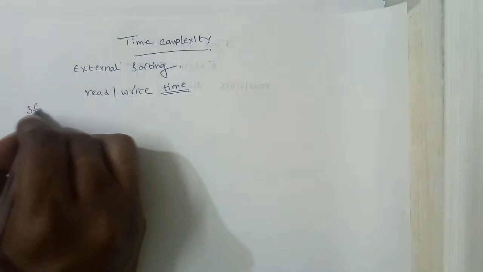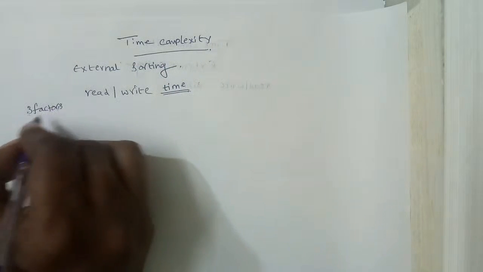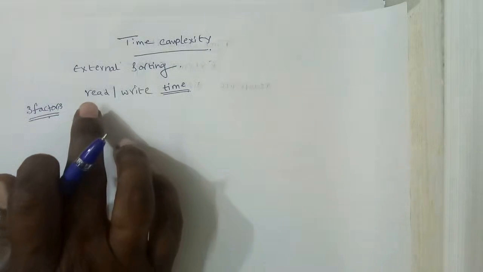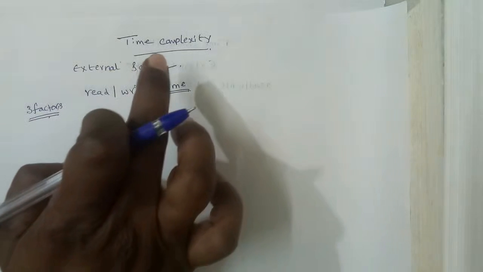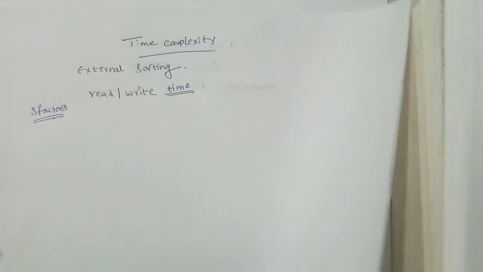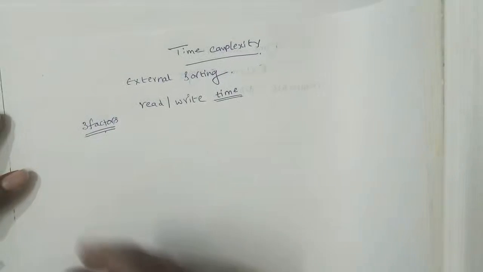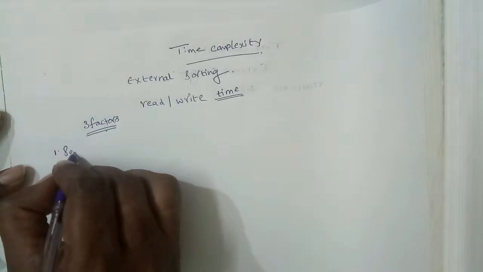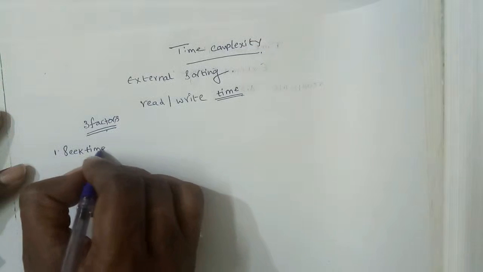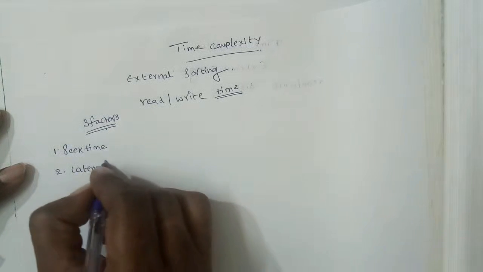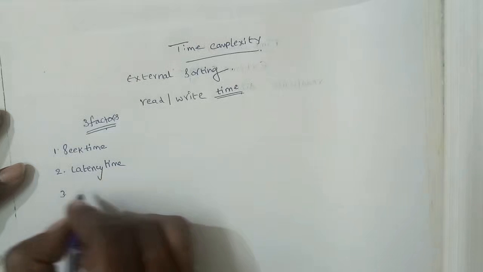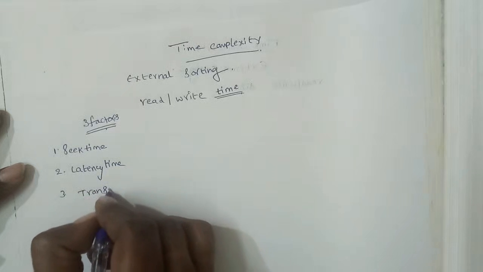Mainly we have three factors that influence the read and write time. That means three factors that influence the time complexity. So what are the three factors? The three factors are seek time, latency time, and transmission time.